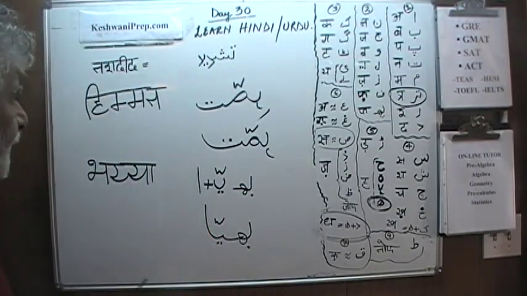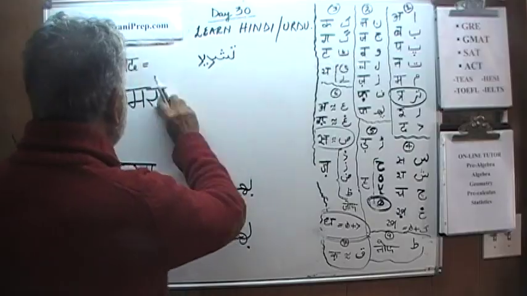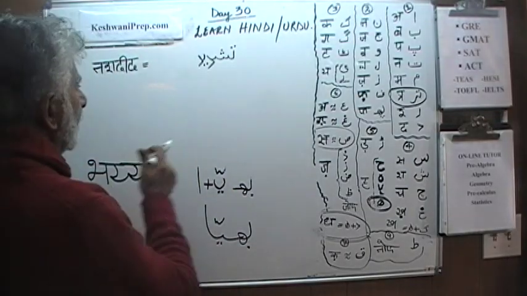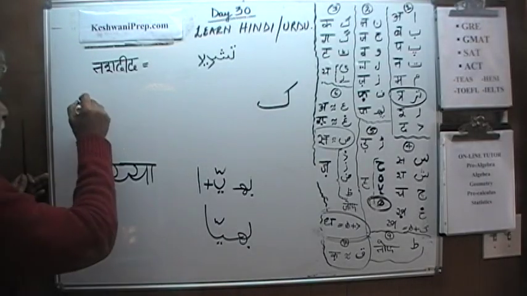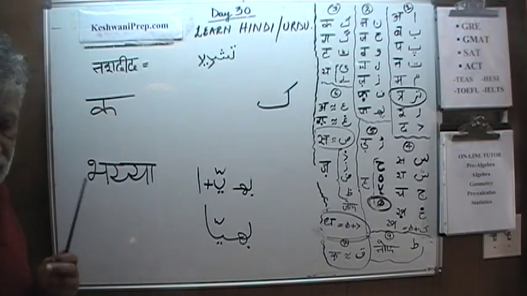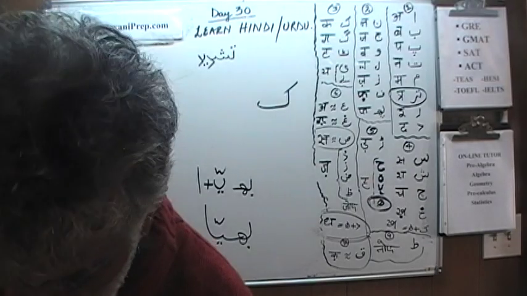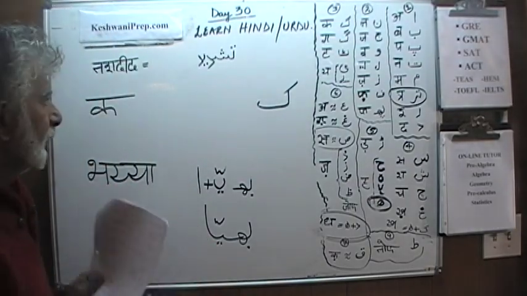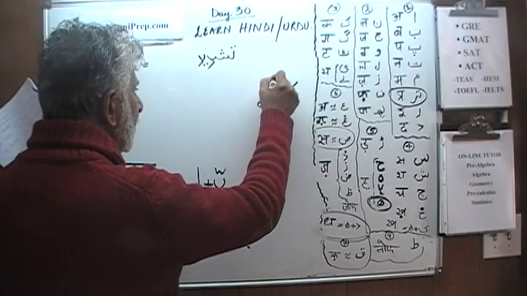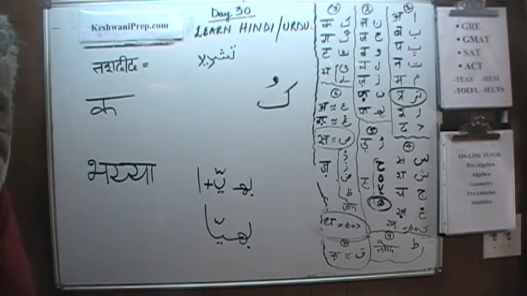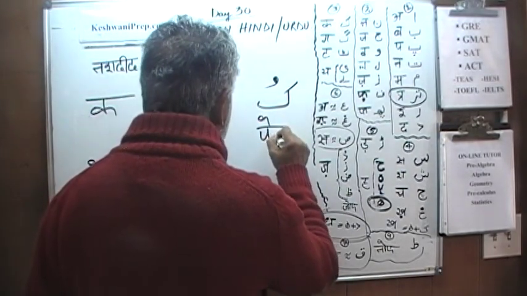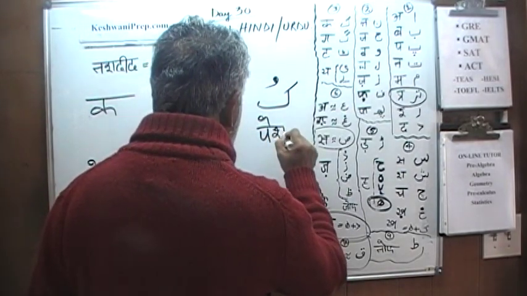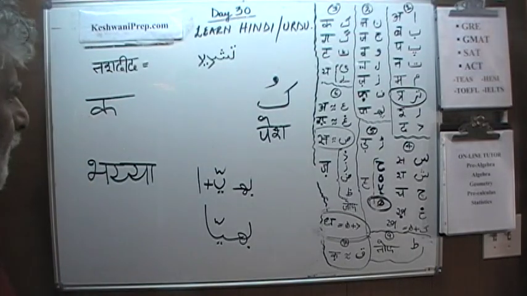Let's do one more, shall we? There is our kaf, ka, except we don't want a ka, we want a ku, we want a choti u ki matra. So we put this symbol on top of it, which is called pesh. We put a pesh on top of it, which converts ka into a ku.